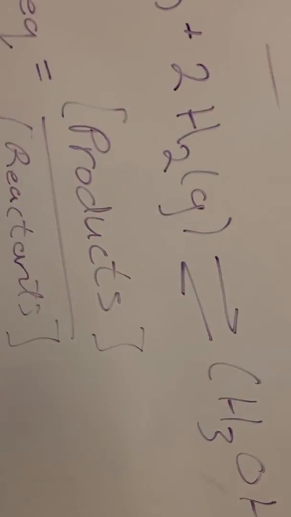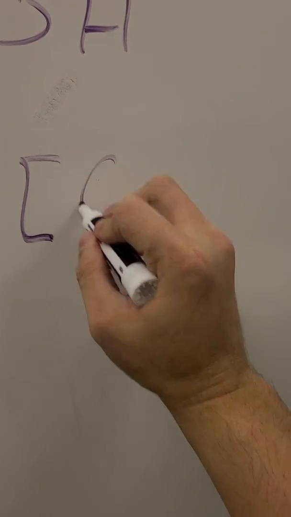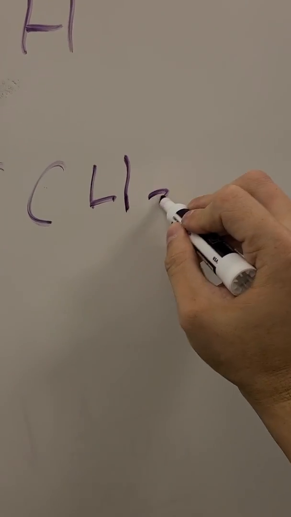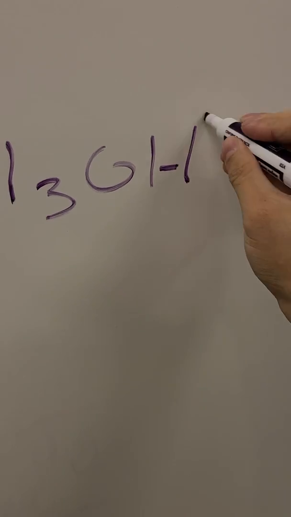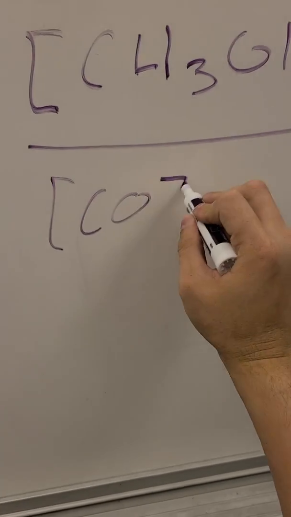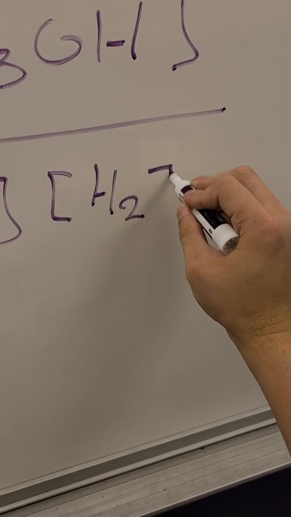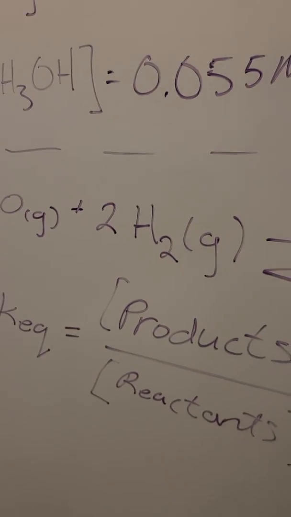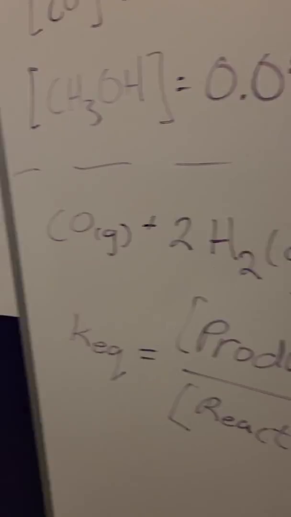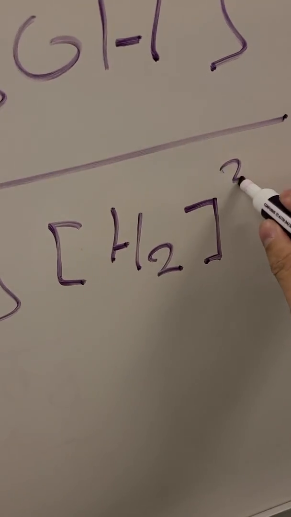So if I'm going to rewrite this, it's going to equal the concentration of CH3OH over the concentration of CO times the concentration of H2. But something we should notice is that to balance the equation, we need 2 H2s for every CO. So because of that, we're going to square H2 on this side.